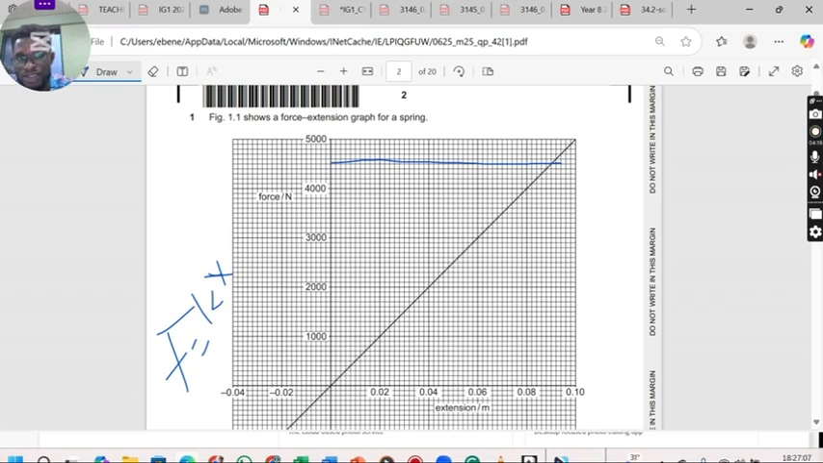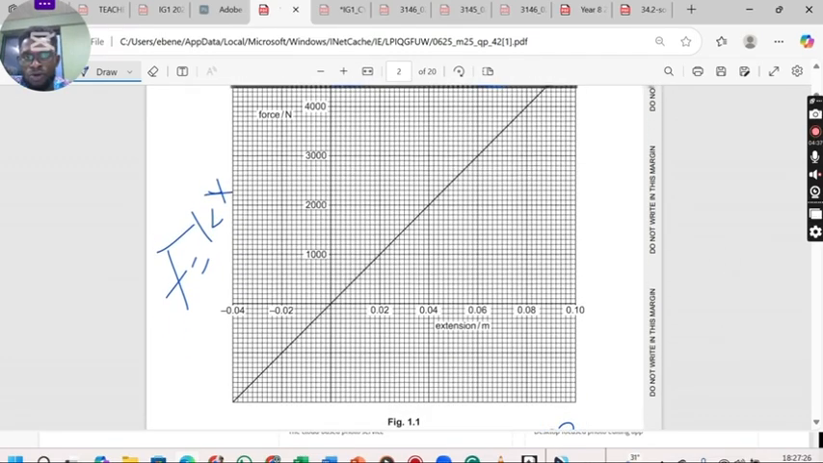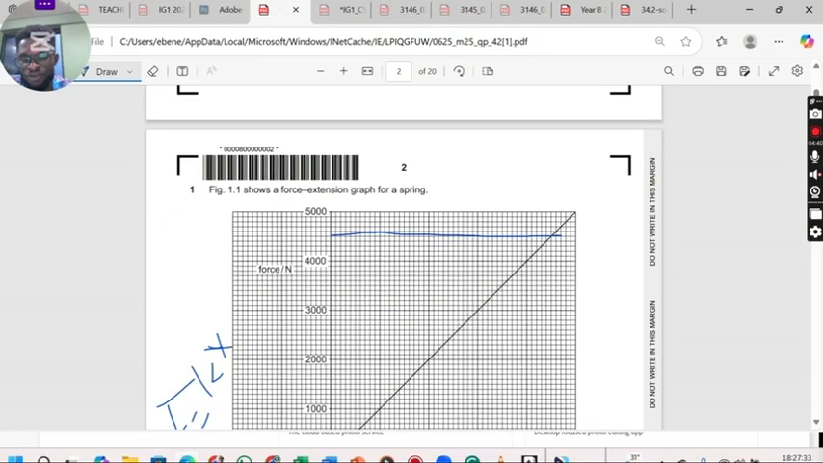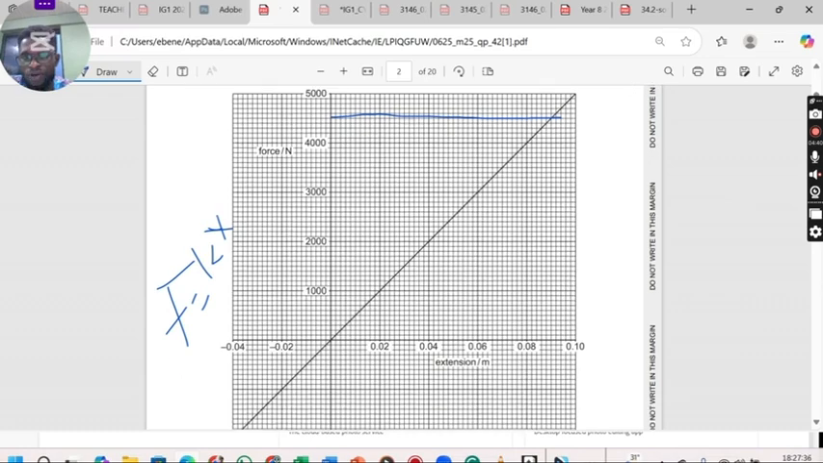Yes, and since it is touching the graph and still the graph is in a straight line, it means that if you hang a force of 4,500, the spring will still obey Hooke's law. If the spring is not obeying Hooke's law, you know the expected graph, right? The graph is supposed to curve. But even if you hang a force of 4,500 newtons on this spring, the graph is still a straight line.